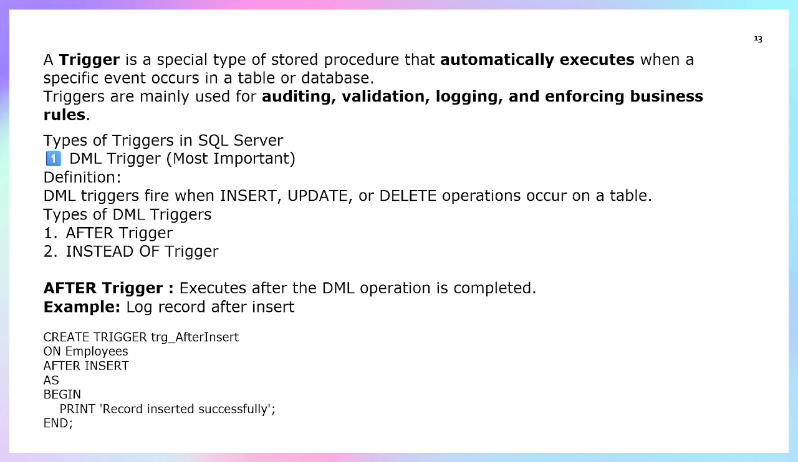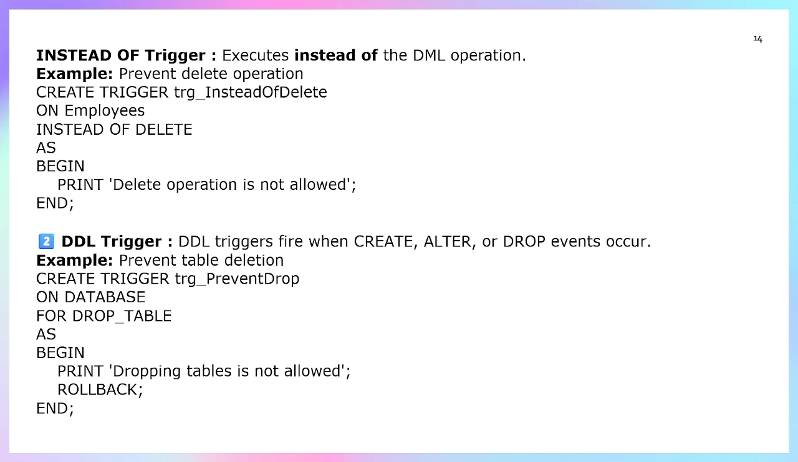So how can we write that trigger? Create trigger name on the table you want, and after insert, or after update, or after delete, and then as begin and end, and in between you can write whatever you want to perform. This is the after trigger. The instead of trigger works the same way, only we have to write instead of. It executes instead of the DML operation.